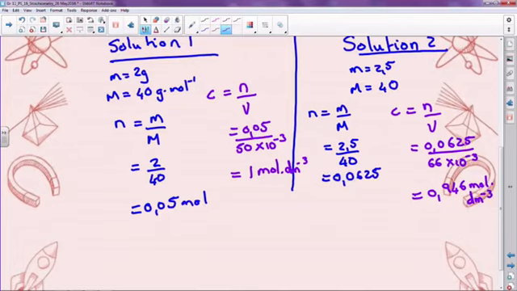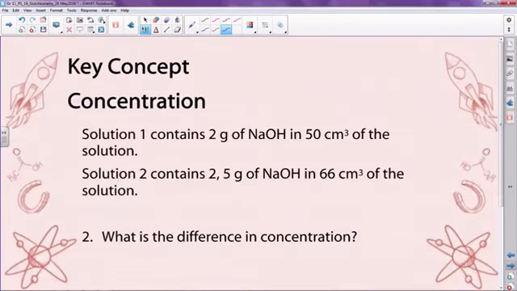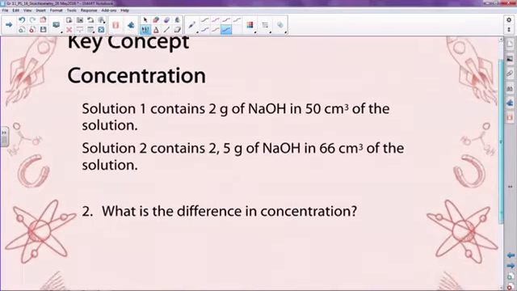Okay, which one is more concentrated? Compare 1 mole with 0.946 moles. So solution 1. Solution 1 is more concentrated. Right, everybody okay with that? So now, next one. It's a continuation.